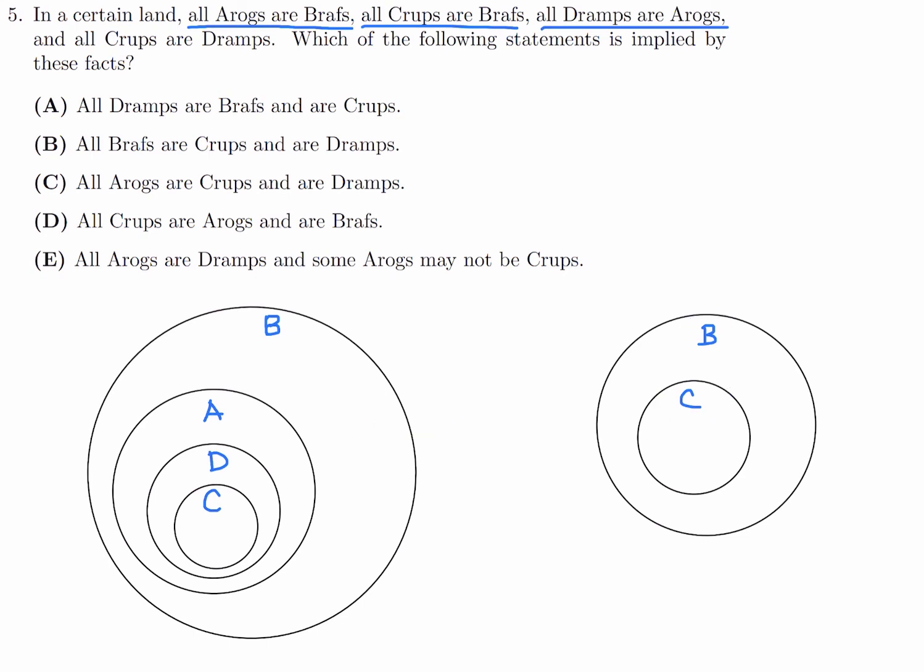All right. So now let's talk about this. C is a part of all of them. So all krups are dramps, all krups are arogs, all krups are brafs. Got it? So without going through every single answer choice and boring you to death here, the one that fits this diagram is right here. So that diagram encompasses that. All krups are dramps, all krups are arogs, and all krups are brafs. So number 5, the answer is D.